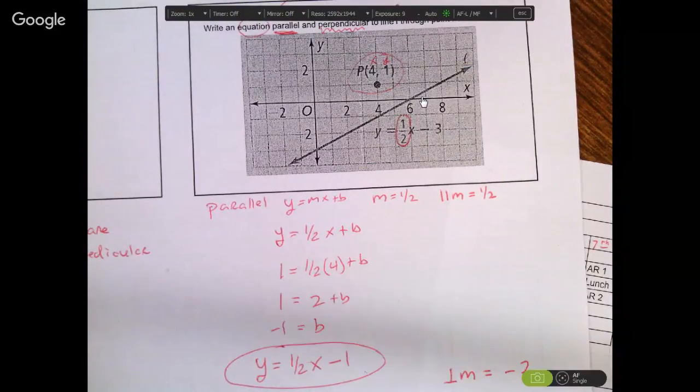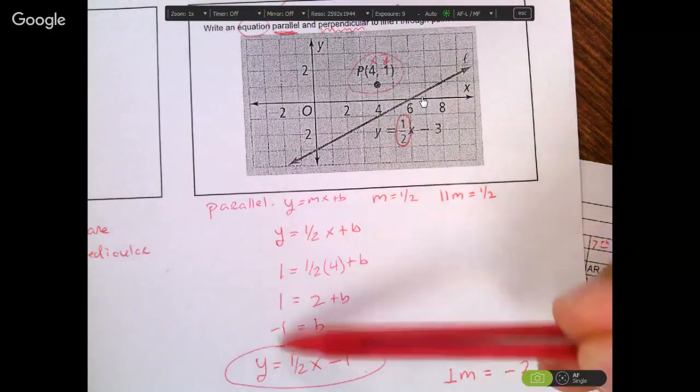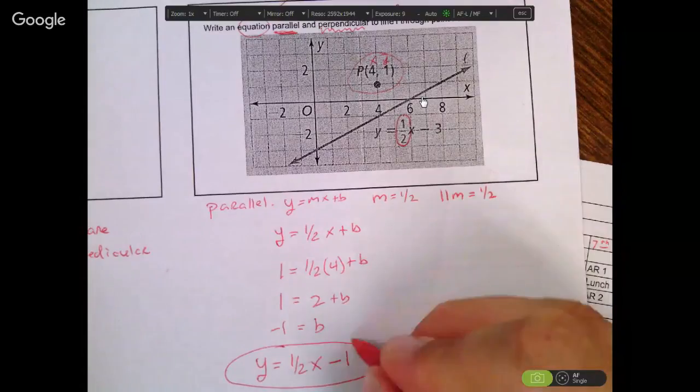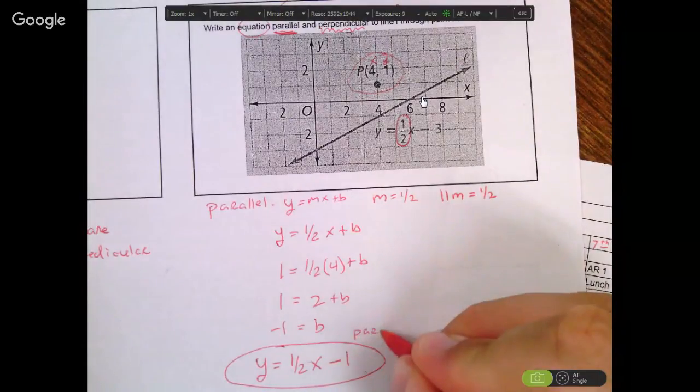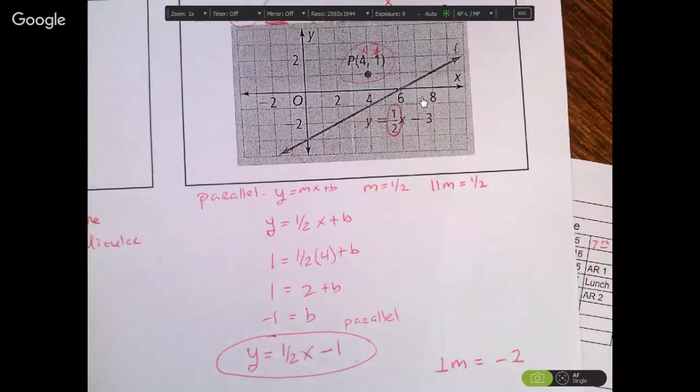I have the heading up here that this is parallel. Is that enough to say that this is my parallel answer, or should I go down here and write parallel next to it? If it was a test and it was really messy and you had stuff all over the place, you might want to put that parallel next to it.